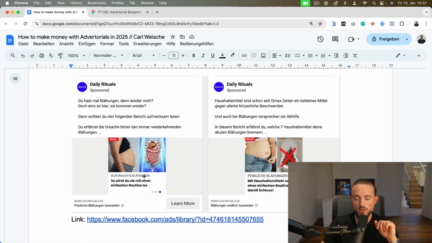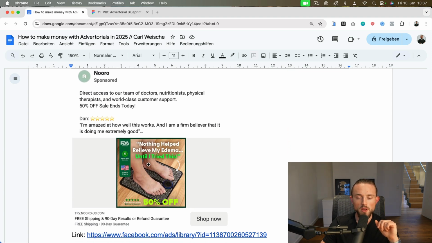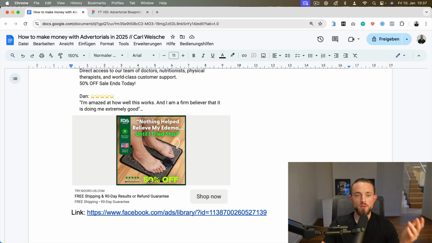So this is from a German company where they talk about gut health, where they talk about digestive issues, and it's basically saying, hey, this is how you can get rid of digestive issues with an easy routine, right? Or these are easy day-to-day products that you have at home with which you can solve your gut issues. Or another one, which is more of a social proof ad saying, hey, nothing helped me relieve my pain point until I tried this. And all of these push to advertorials.